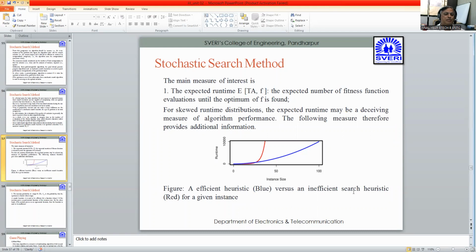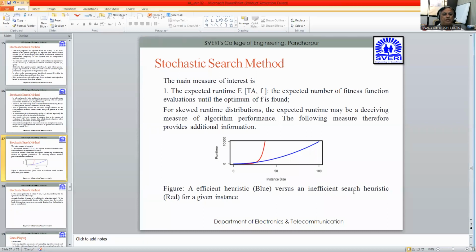Now we can understand from this diagram how stochastic search actually works. If you look at the figure, it is drawn as instance sizes versus the runtime. So obviously the expected runtime is calculated. There are two lines we can see here, one is the red line and the other one is a blue line. Now, can you guess which is the efficient characteristic? Can you guess which characteristic is efficient? When I say that it is an efficient characteristic, the blue line. How?